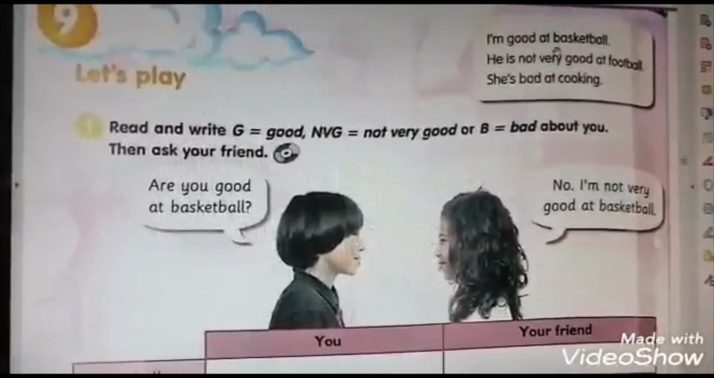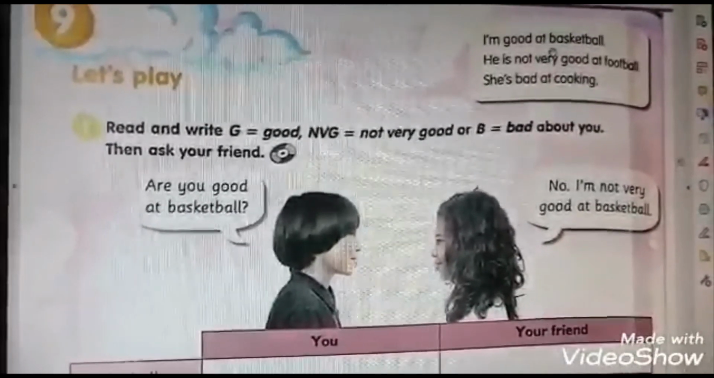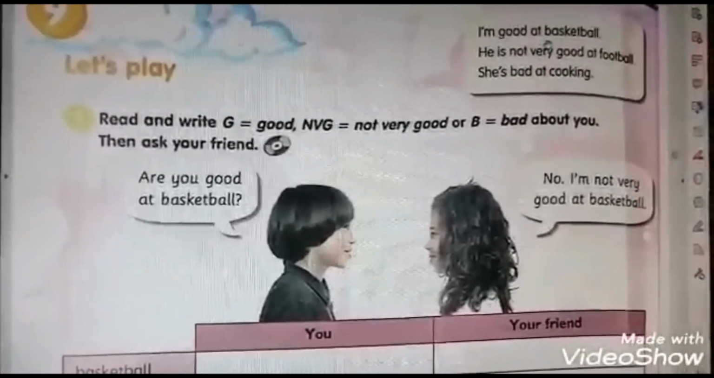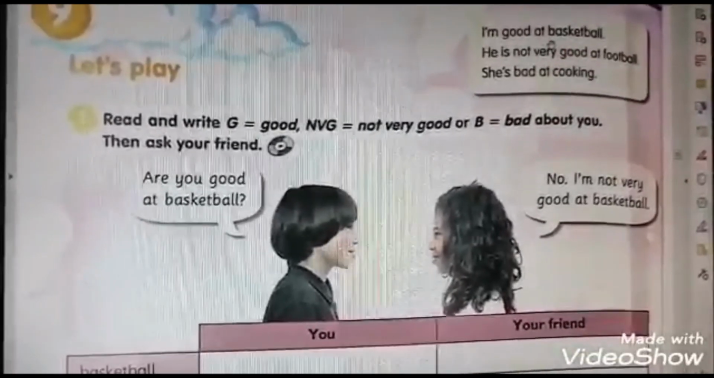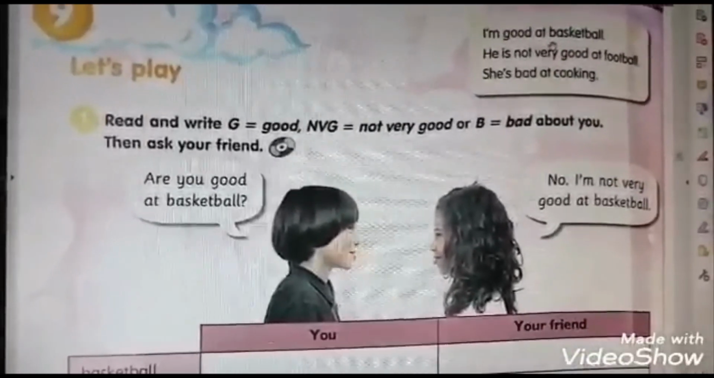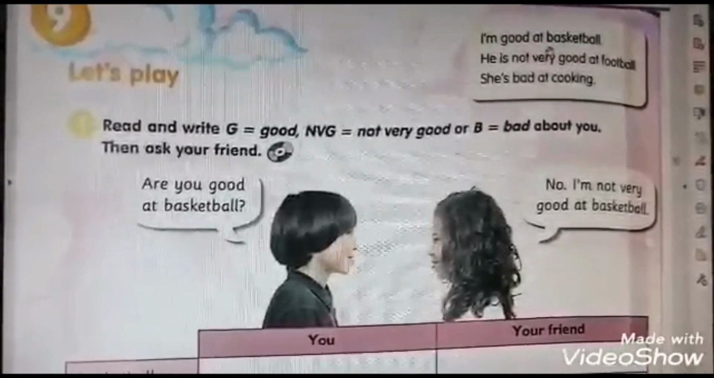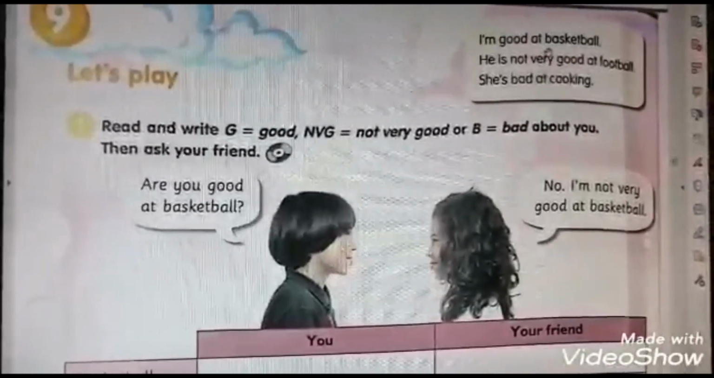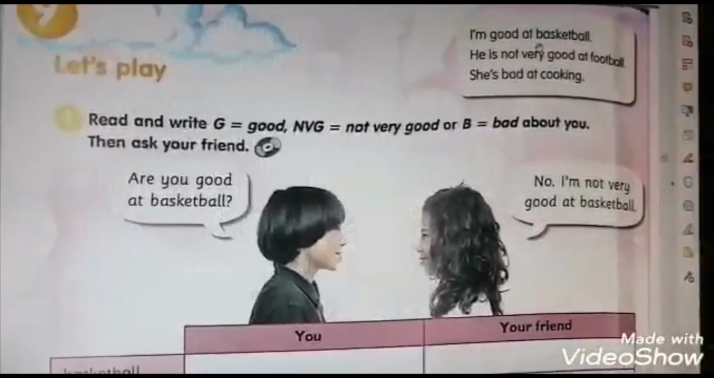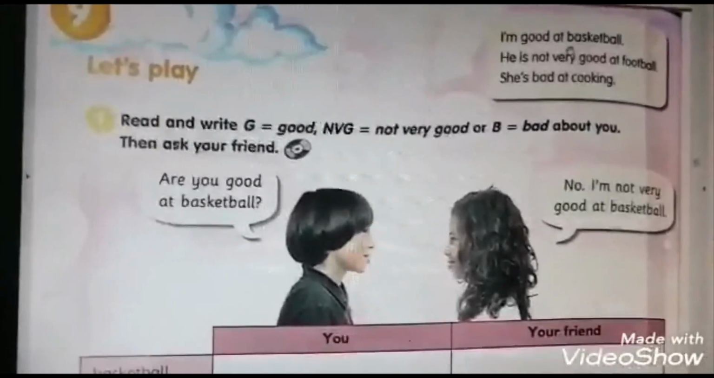So what's the title of this lesson? Let's play. So it sounds like we are going to play some game. Let's get into it. The objective of today's lesson is to revise and consolidate vocabulary and structure learned in previous lessons. So let's have a look at the top of the page.